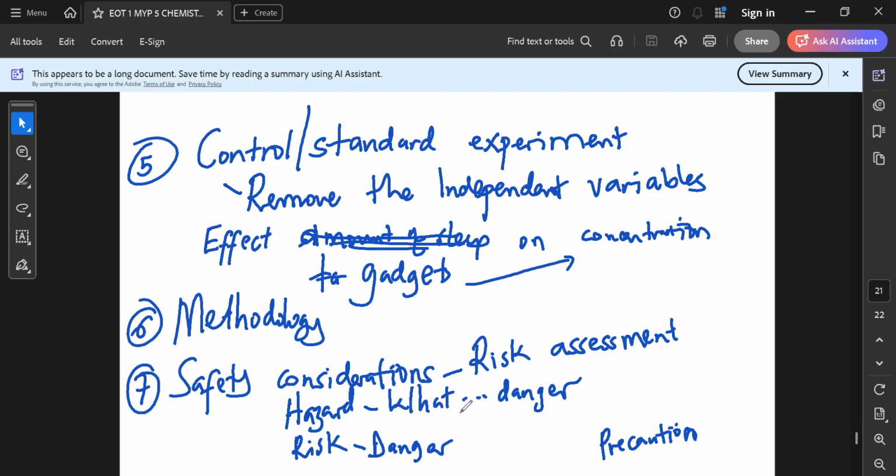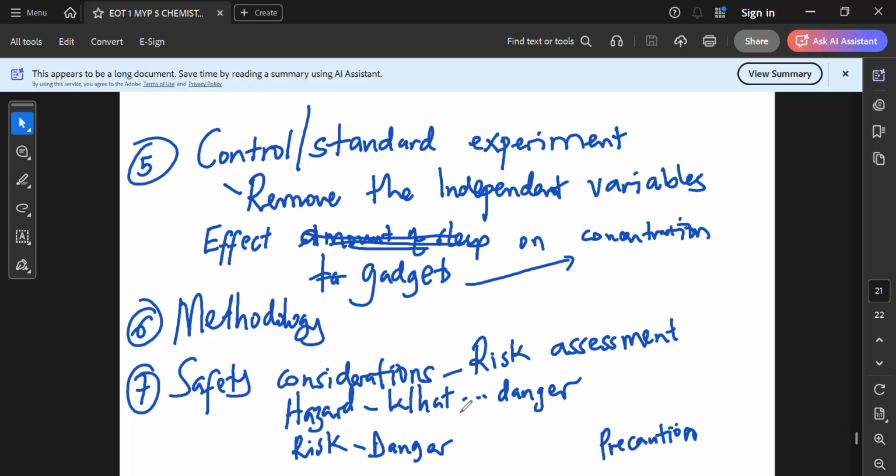It comes in things like being careful on how you handle the water. If it was an acid, acids are corrosive to your skin. Maybe you must put on gloves, you must put on goggles, maybe you must handle with care. So you give a safety consideration that brings out the hazard, the risk, and the precaution.